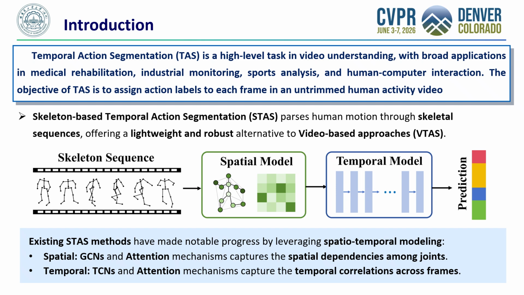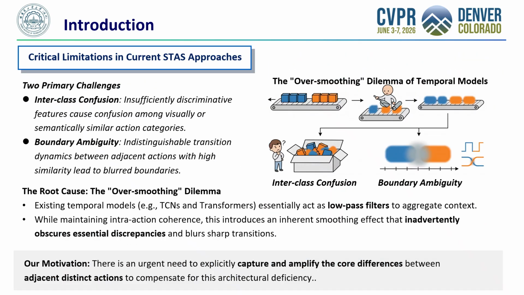Existing methods have made notable progress by leveraging spatio-temporal modeling, which captures spatial dependencies among joints and temporal correlations across frames. However, current STAS methods still suffer from two critical limitations: interclass confusion and boundary ambiguity. These issues stem from a fundamental dilemma. Models like TCNs and transformers essentially act as low-pass filters. While this over-smoothing effect is great for maintaining action coherence, it inadvertently obscures the essential discrepancies between similar adjacent actions. Therefore, our motivation is to explicitly capture and amplify these core differences to compensate for this architectural deficiency.